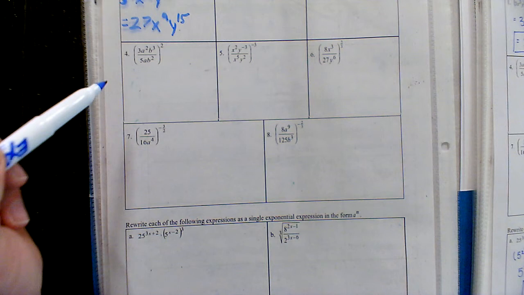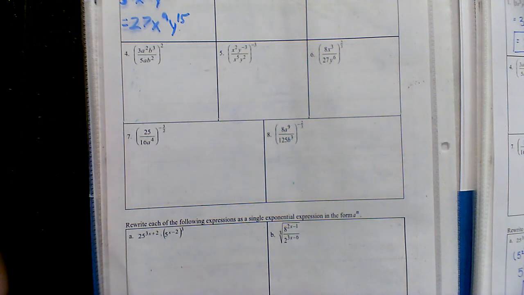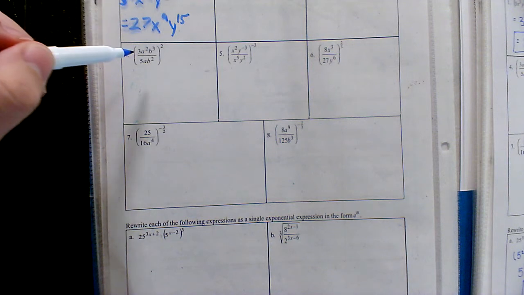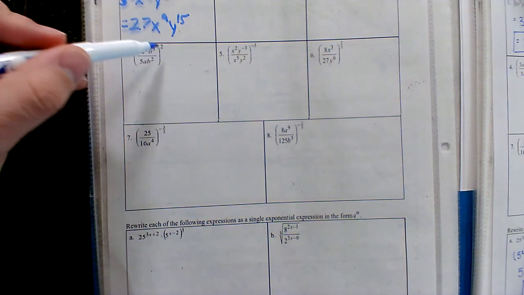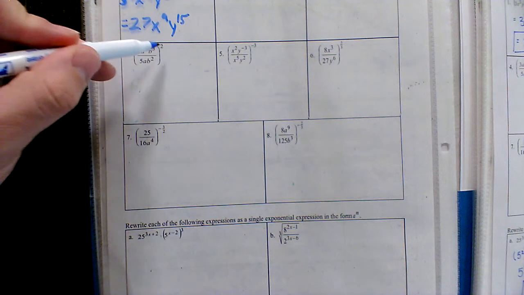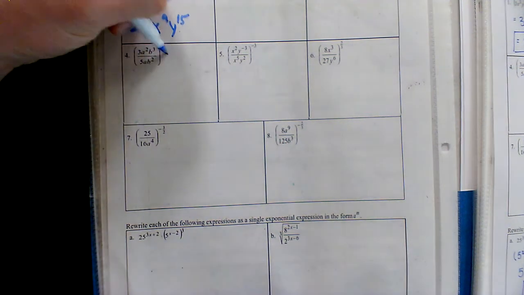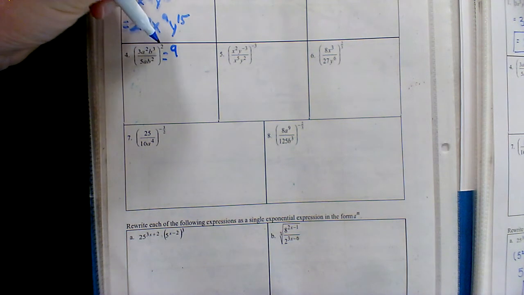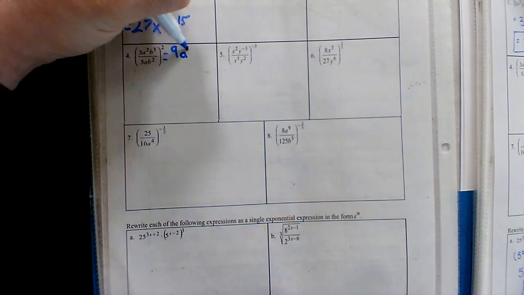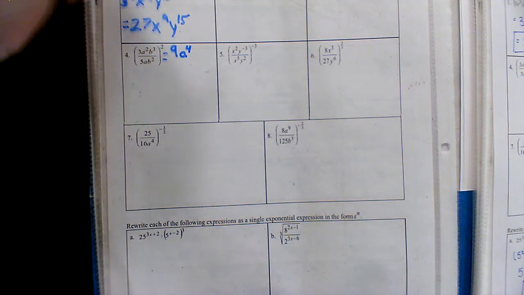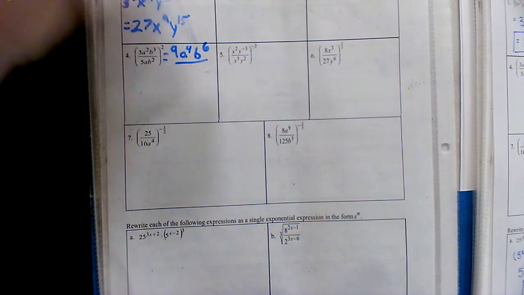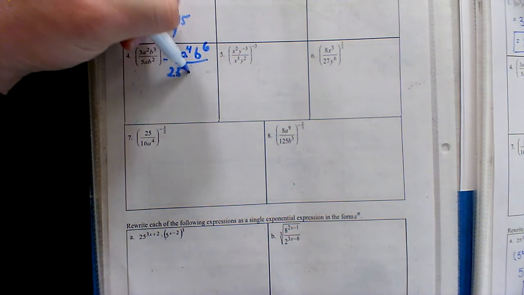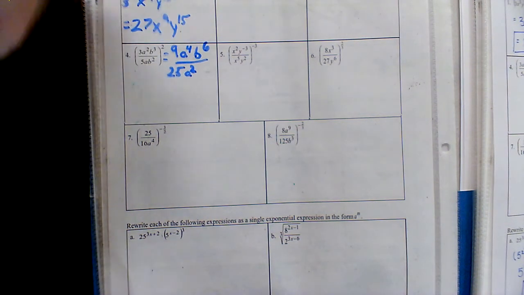Alright, that was number 1. Let's look at number 4 now. So the one right below it. Go to number 4. The first thing we need to do, we see we have division, so we know eventually we're going to have to subtract, but we first have this power here that we need to take care of. And this power of 2 is to everything. So that's really going to be 3 squared, so 9. A squared squared, which is a to the 4th. B cubed squared, b to the 6th. Again, you're just multiplying these powers. On the bottom we get 25, a squared, and b to the 4th.